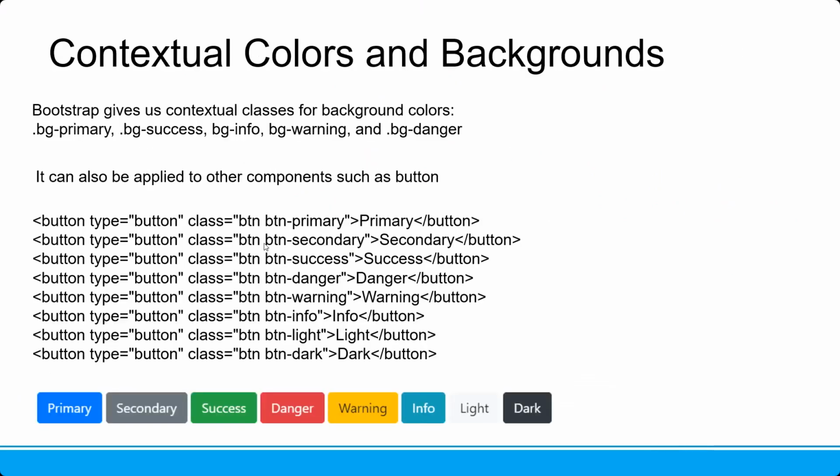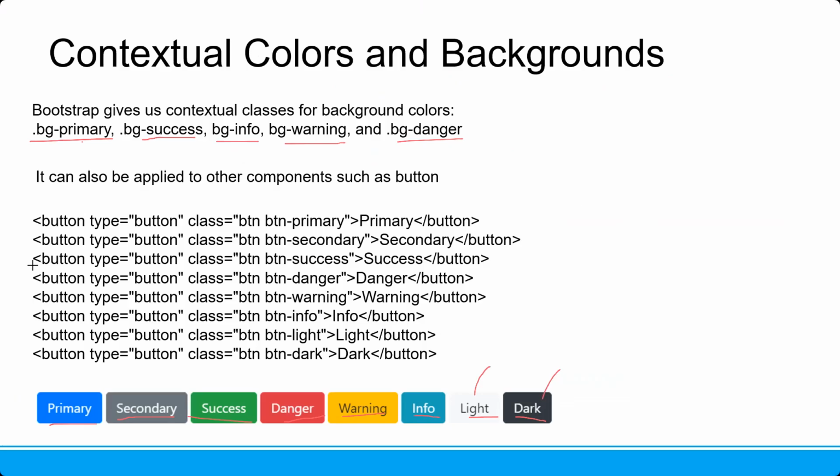And in the bootstrap, you can use some kind of template with these things, like the primary, success, info, warning, and danger. The primary is the blue, secondary is the gray, success is green, danger is red, warning is yellow, info is blue, light is white, and dark is black.